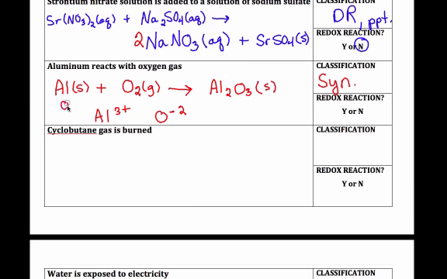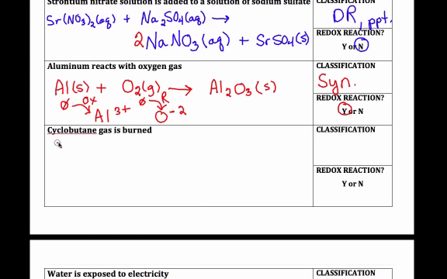Now, the original aluminum was 0, and it became less negative. The original oxygen was 0. It became more negative. And so we know we have a redox reaction.